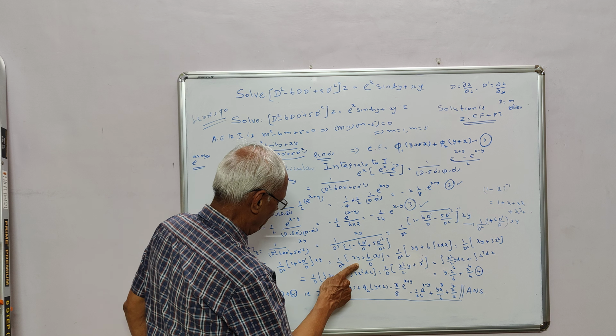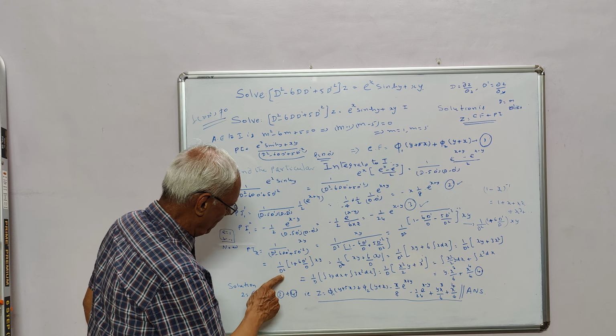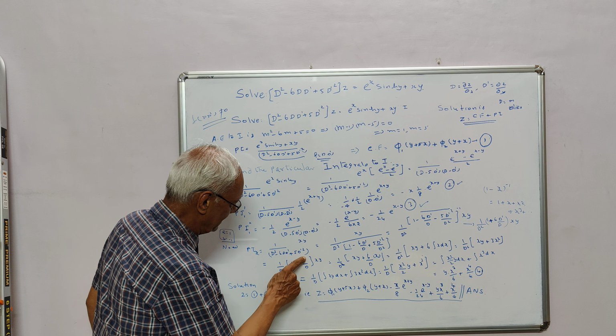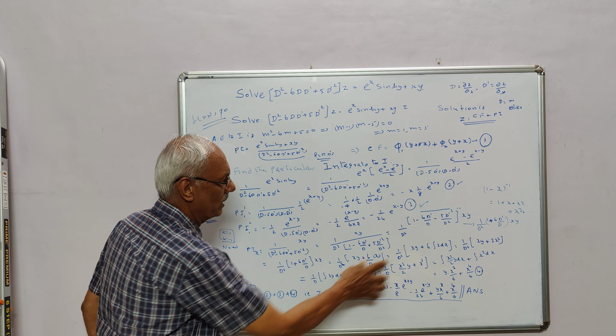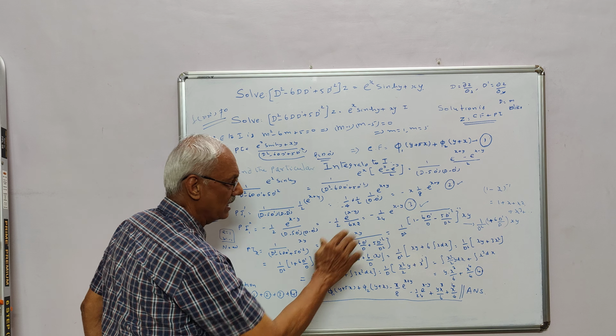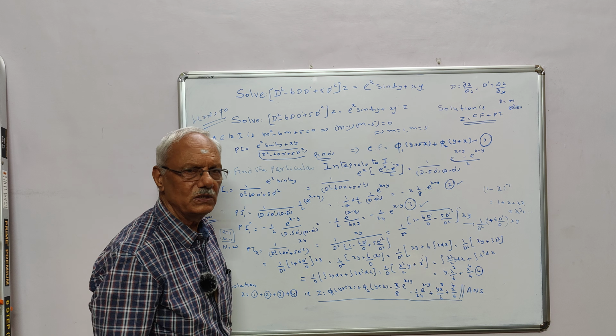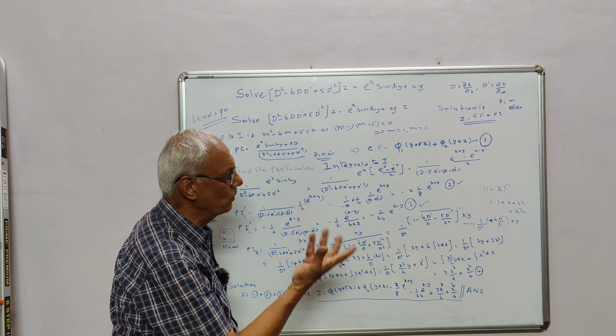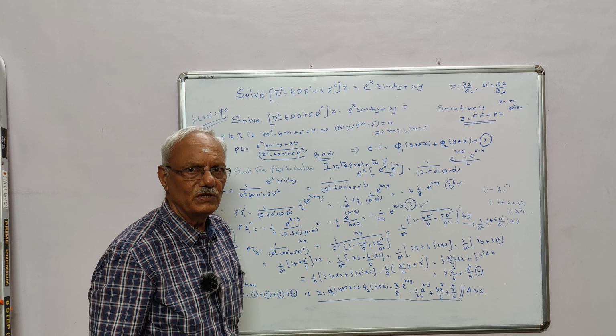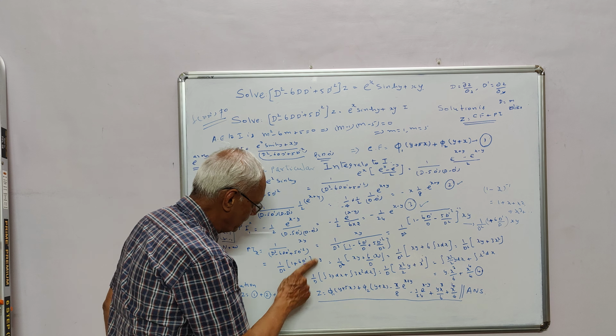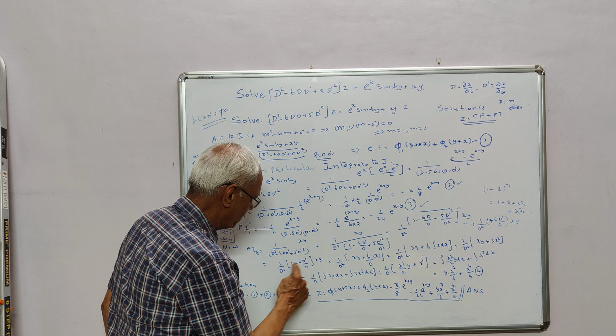See, 1 by D, I have written here, 1 by D squared into 1 plus 6D dash divided by D into xy. Because in this place I can write this, giving up all the higher powers, because higher powers will make the differentiation of y with respect to y zero. So this is what I get. Now take this xy inside.